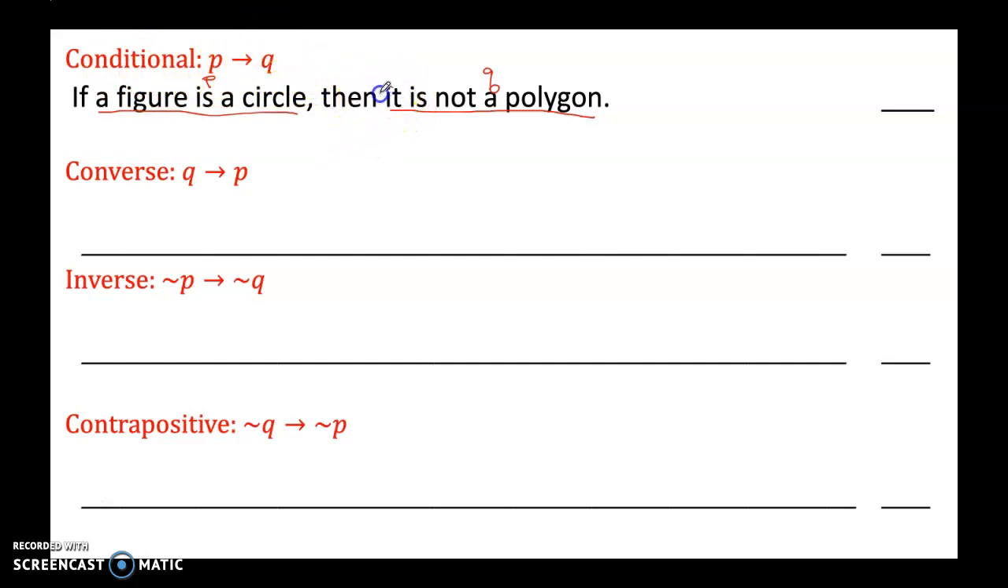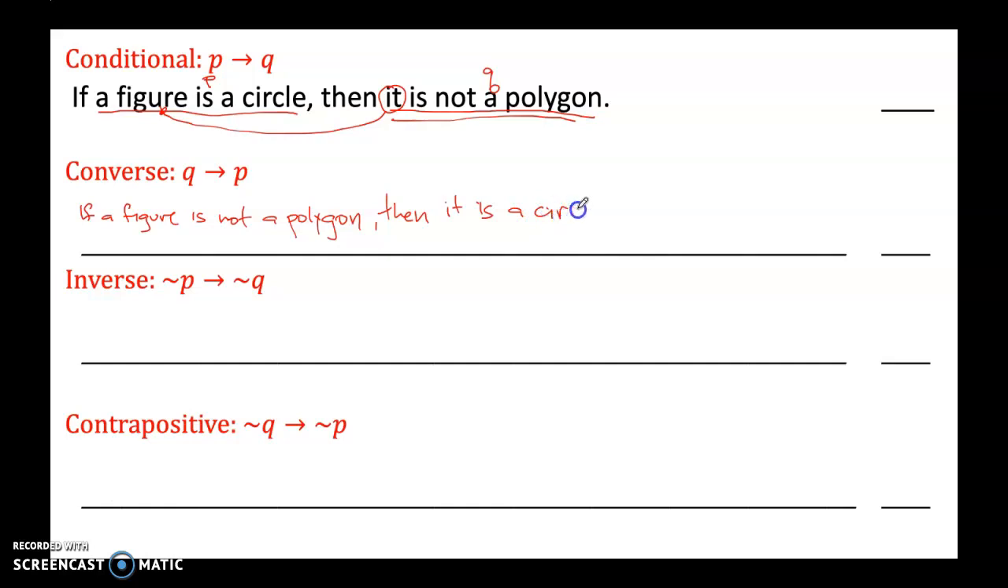Next, it pertains to our noun, or our subject, figure. So to write the converse, Q then P, we have: if a figure is not a polygon, comma, then it is a circle. So that is our converse. We interchange the hypothesis and the conclusion.